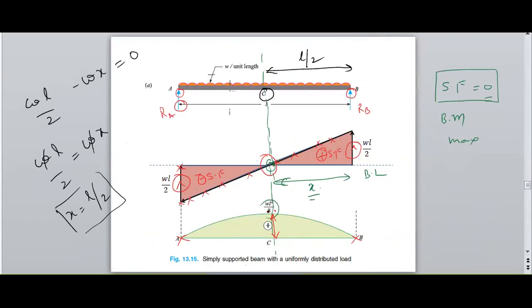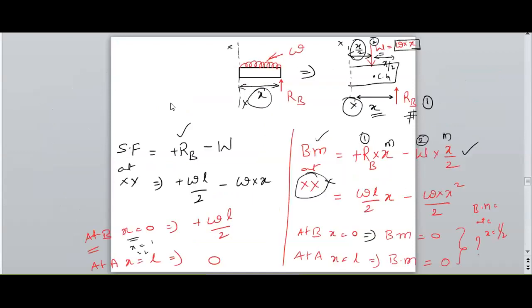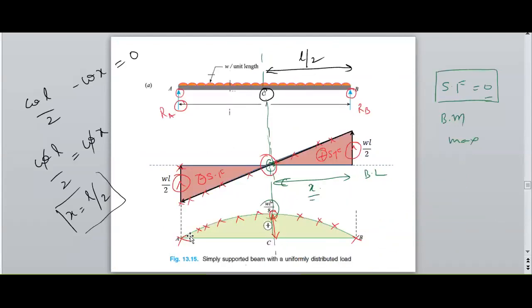So in between only we have a tendency to increase and again decrease. From B to A, it will increase and again decrease. It is a parabolic curve, because in the bending moment equation it is in terms of x square. So I need to join by free hand. With this, I am concluding this section, Amma.